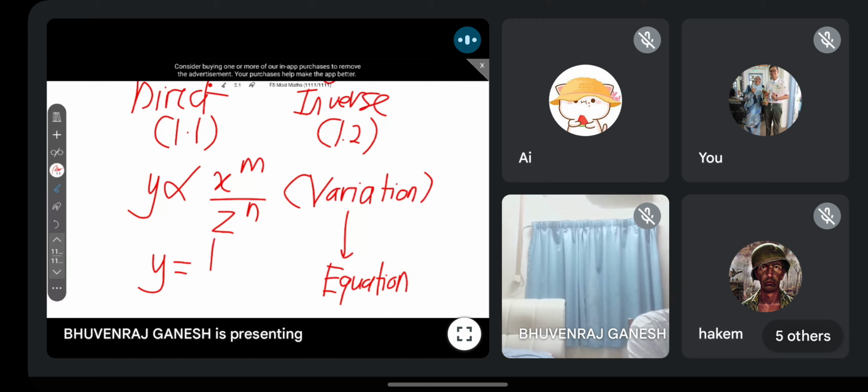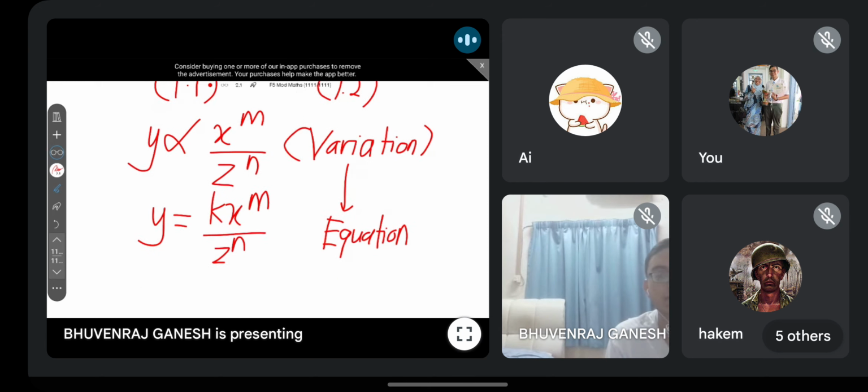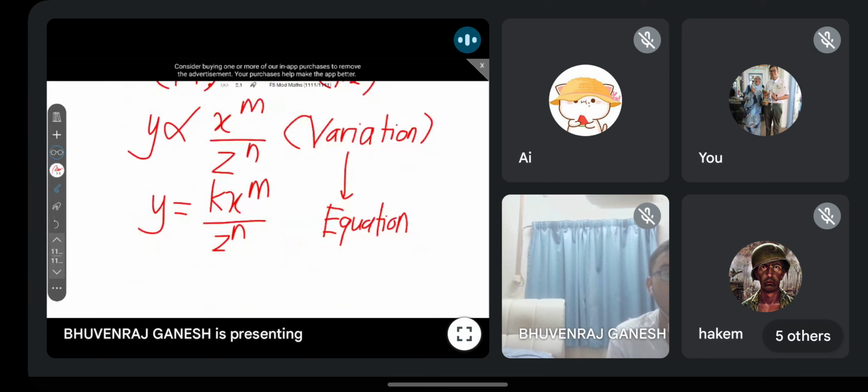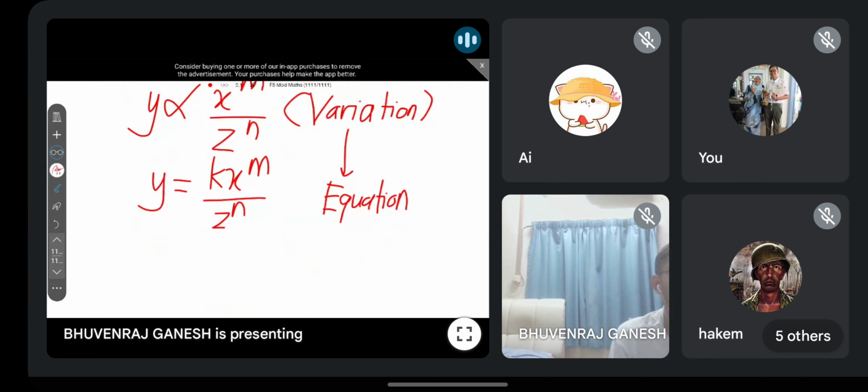You will add equals and then add the k, the constant. After that, just copy back the whole thing. Just copy back the whole thing. Understand, guys? Are you clear? So this is how we convert from variation to equation in this subtopic, combined variation.